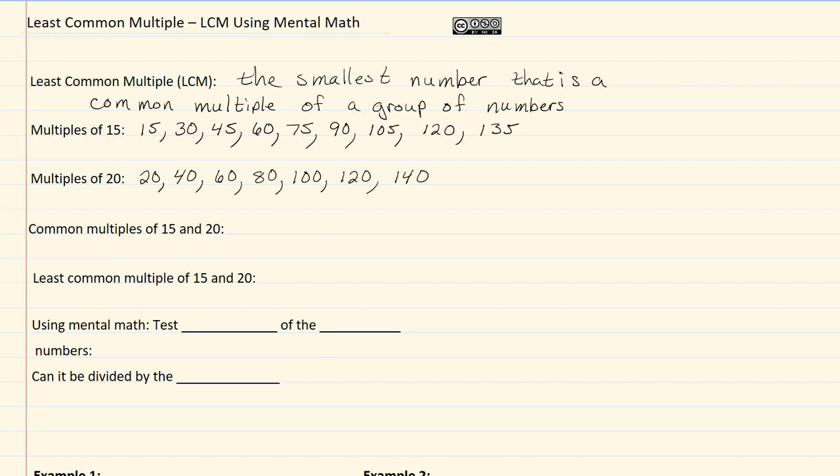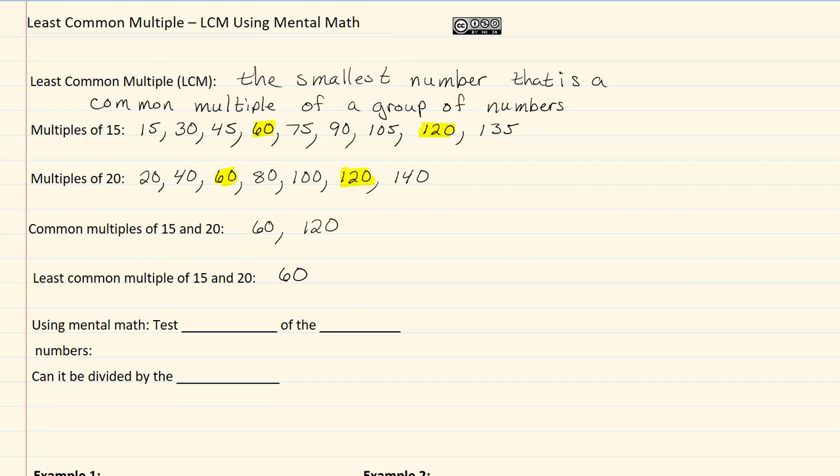So we've got several common multiples here. 60 is in common between 15 and 20, and 120 is in common between 15 and 20. So we could say that common multiples of 15 and 20 would be 60 and 120. But the least common multiple would be the smallest one, which would be 60.